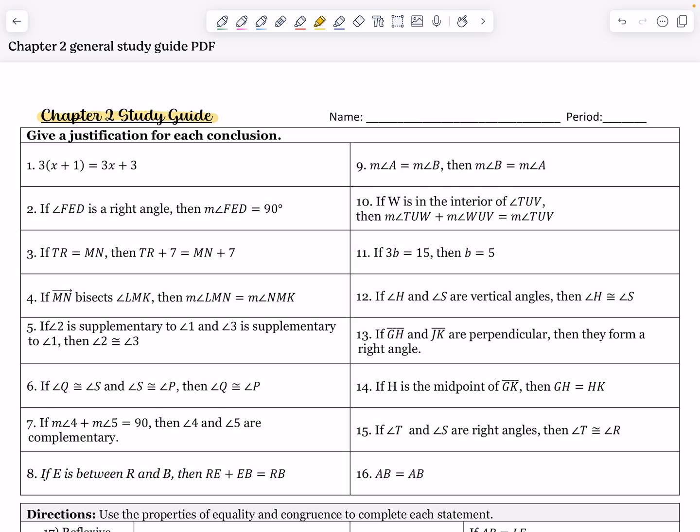We're going to get started with number 1 through 16. That first section says, give a justification for each conclusion. So we're going to think through our properties, our definitions, our theorems, and we're going to look at what's happening and then decide what to put.